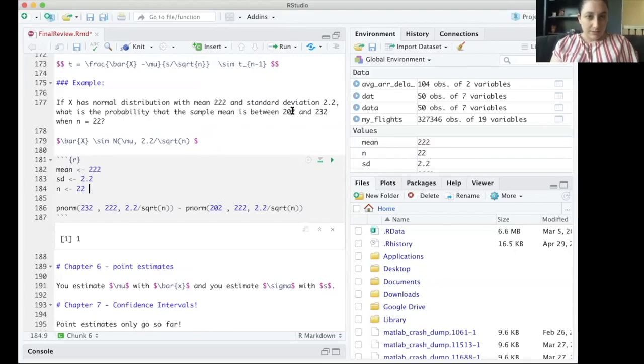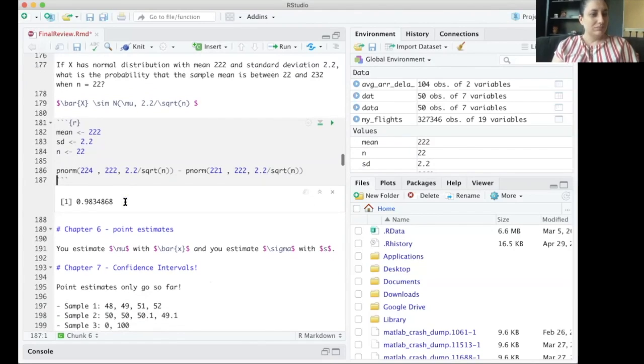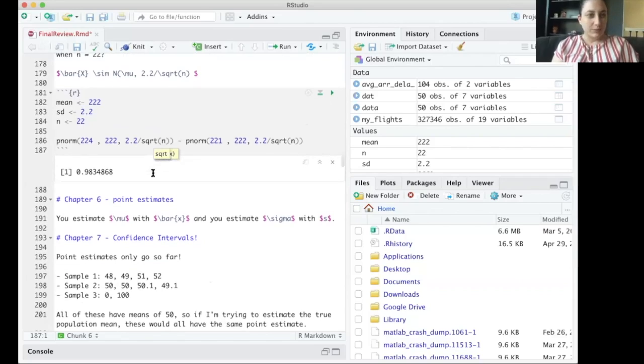So what is the probability it's going to be between 224 and 221? There we go. Man, that was a tiny standard error, I suppose.